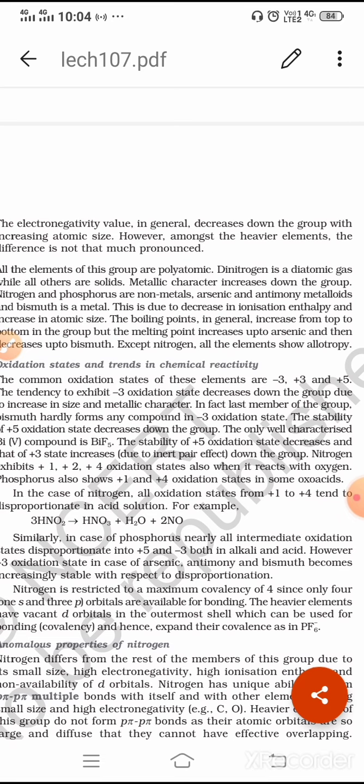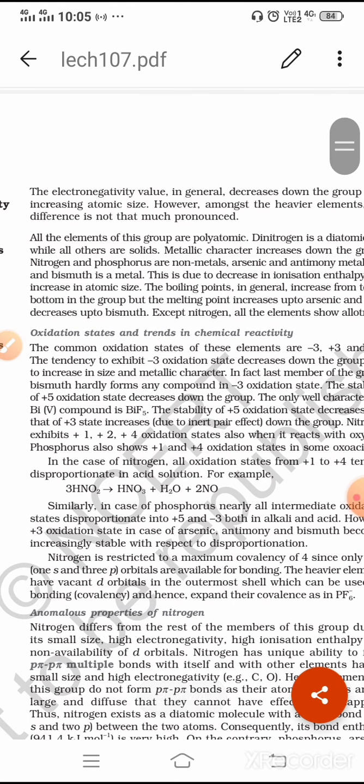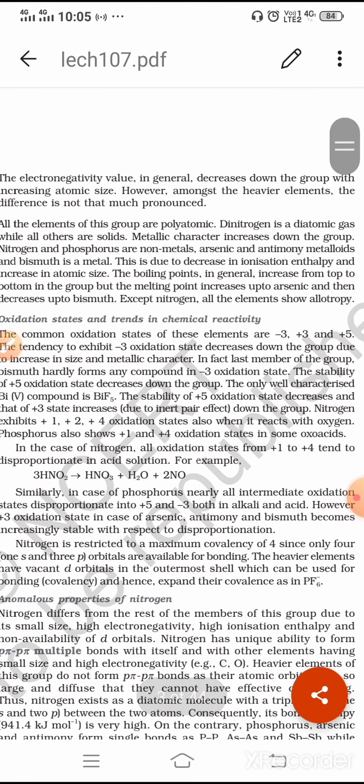Boiling point generally from nitrogen to bismuth increases because it depends upon atomic number. As atomic number increases, boiling point increases. But melting point increases from nitrogen to arsenic, and from arsenic to bismuth it is not showing that much general increase, or we must say it slightly decreases.